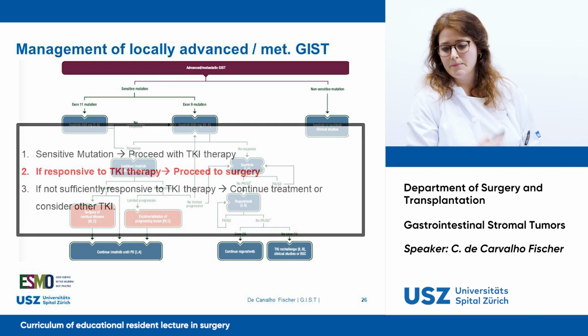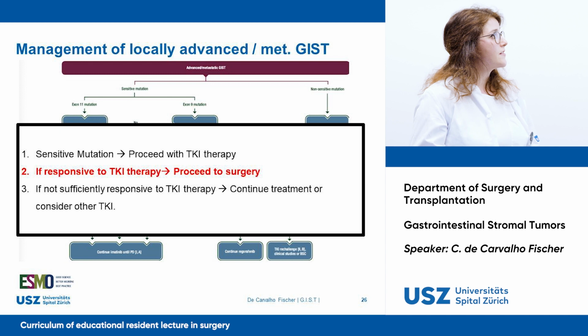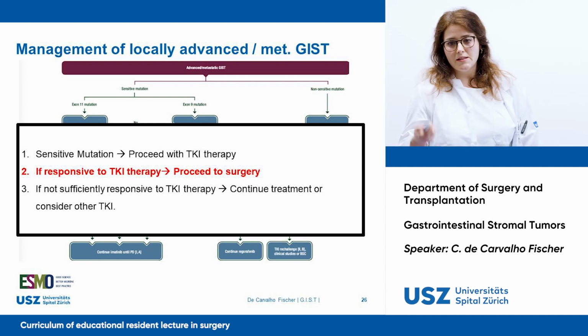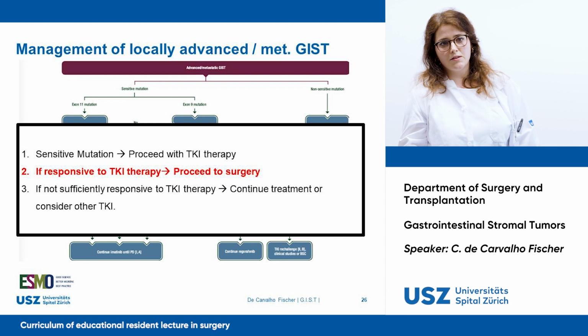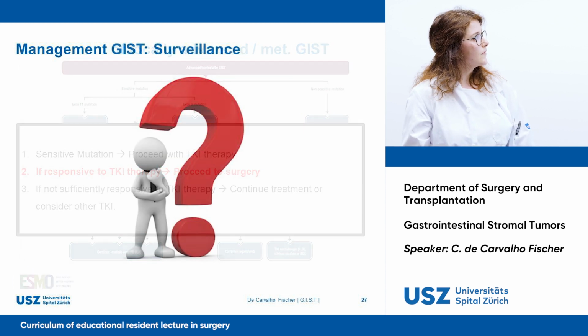Looks complicated, but can be summarized as: if there's a sensitive mutation, tyrosine kinase inhibitors. If the tumor is responsive and surgery becomes possible, proceed to surgery. If the tumor isn't responsive, continue treatment, possibly increase the dose, or switch to another tyrosine kinase inhibitor.